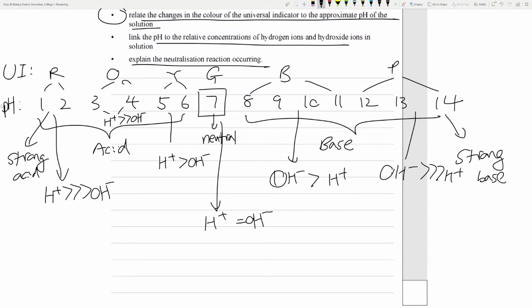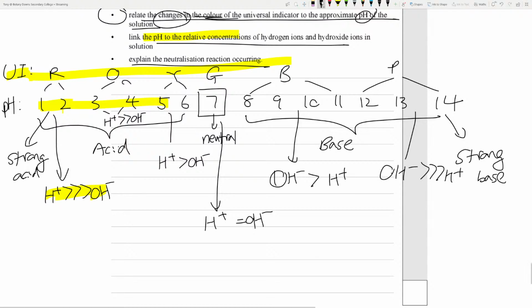If you can do that, guys, like I say, if you're on the verge of passing, you are staring at 3 to 4 achieved ticks if they ask you this particular question. Because if you look at those bullet points, they're asking you to relate the changes of colors to the pH, which is right here. Here's the colors, boom, here's the pH. I've done that. Link the pH to the concentration of ions. That's the pH, that's the ions, boom, done that.